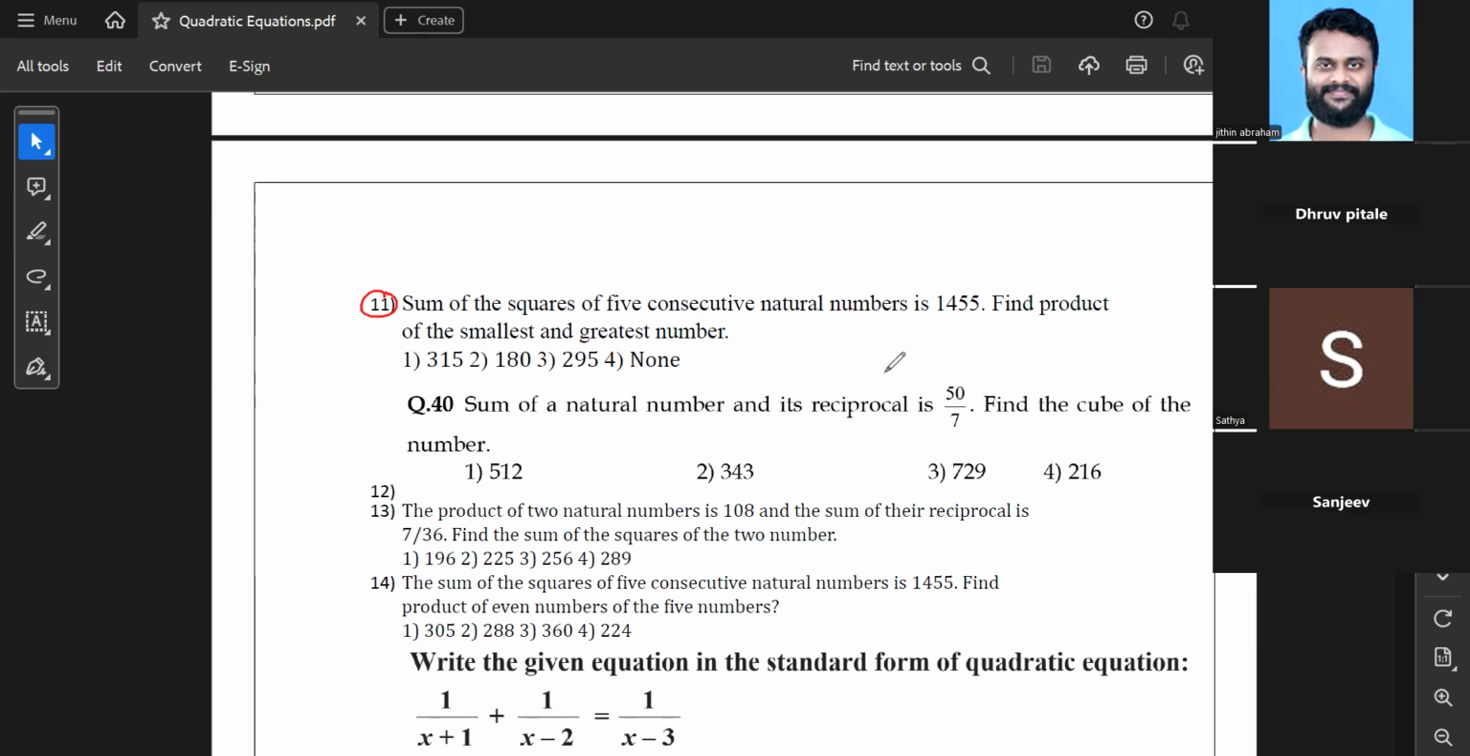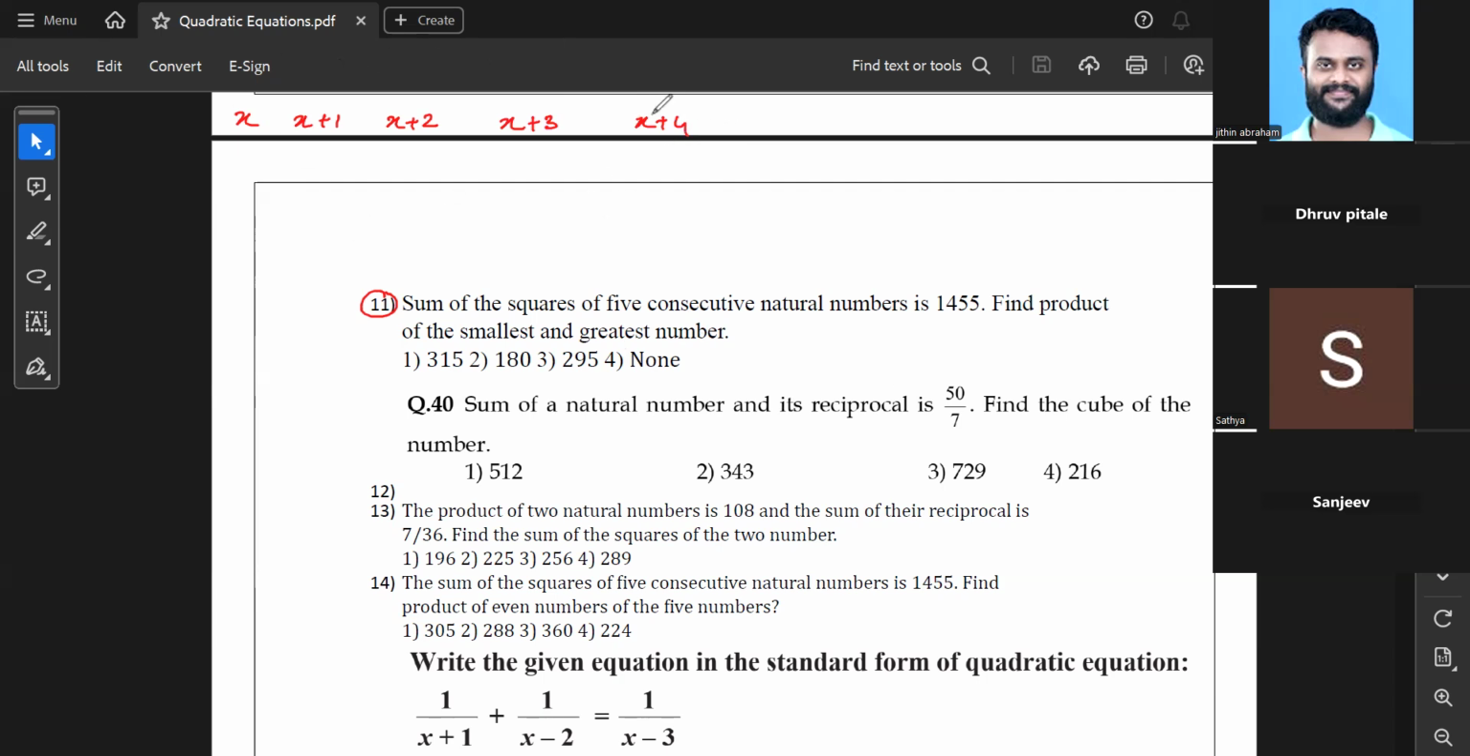Now, five consecutive numbers. Let me call the first number x. The next number will be x plus 1, then x plus 2, then x plus 3, then x plus 4. So these are the five consecutive numbers.